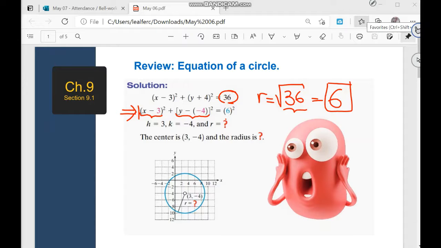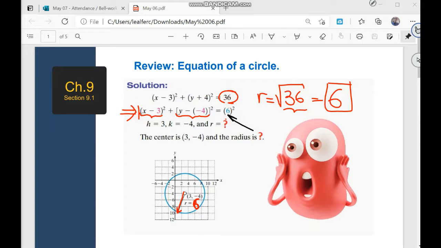And look here. 6 is squared. But the radius is 6. That is the right answer. Thank you, Alexis. Thank you, Davin. Thank you, Edwin.